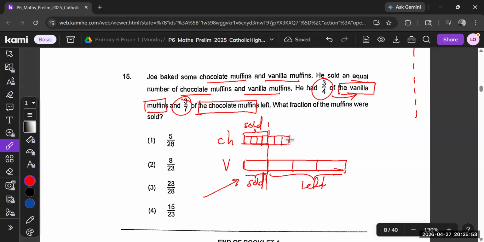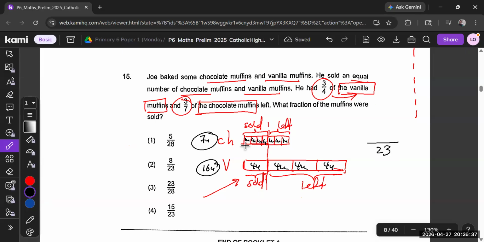7/7. Do you understand your fraction? If there's a 1/4, there's a 3/4, there's a 4/4. If there's a 4/7, there must be 3/7, and there's a 7/7. So this is the left. And then what do you do with the model? Make them equal: 1 unit, 1 unit, 1 unit. Then 4 unit, 4 unit, 4 unit. Then 1 unit, 1 unit. So what fraction of all the muffins? Over here, 7 units of chocolate muffins, and there are 16 units of vanilla muffin. So what fraction of all the muffins, which is 23 units, were sold?